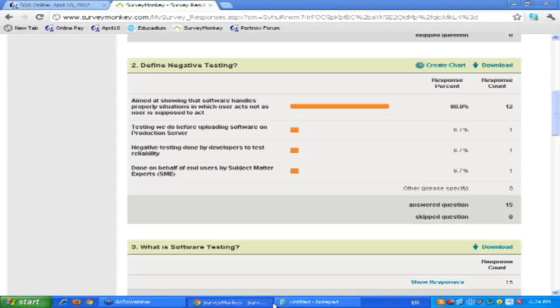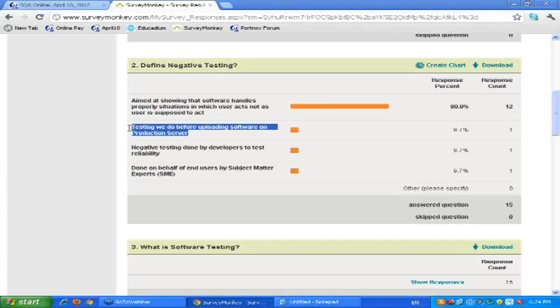So, the answer aimed at showing that software handles properly situations in which the user acts not as the user is supposed to act. That is the very correct definition. I agree. Then it says testing we do before uploading software in production.